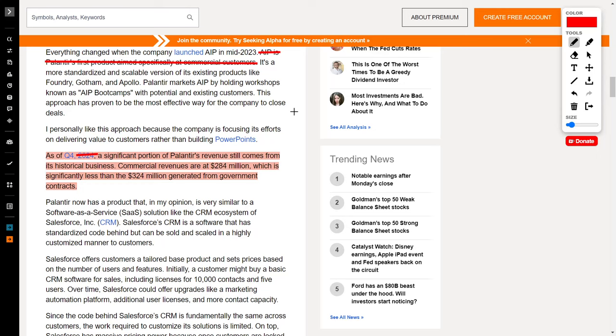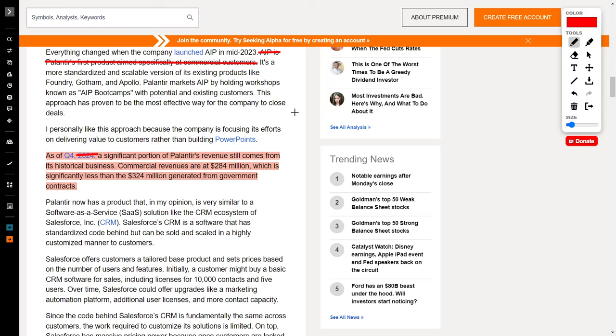Now, one of the problems here that people point out is that Palantir is more reliant on government contracts than their commercial business. However, I believe that their commercial business will supersede their government business in a relatively short amount of time. Currently, Palantir Technologies does make the majority of their revenue from government contracts.